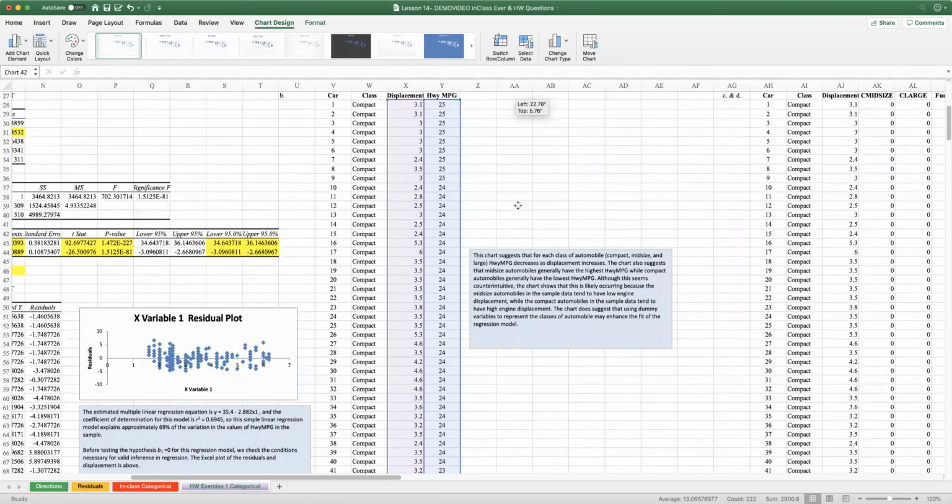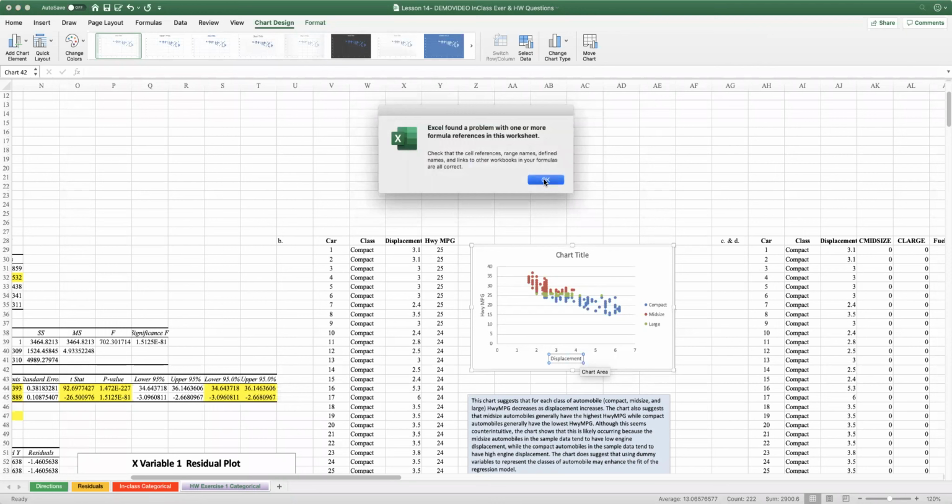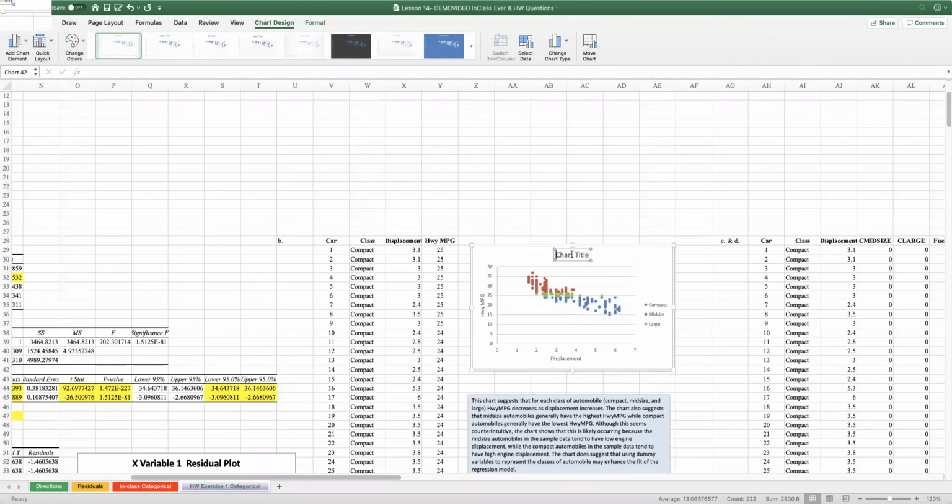If you go to quick layout, you can add some axes titles. So remember that this is highway miles per gallon. And this one over here is, oh, sorry, that's my bad. This is highway miles per gallon is Y, and the X is displacement. There we go. All right. And then this chart title.